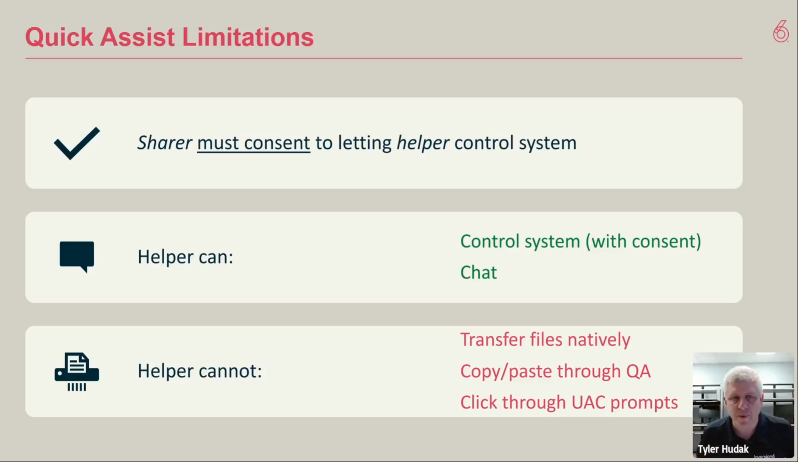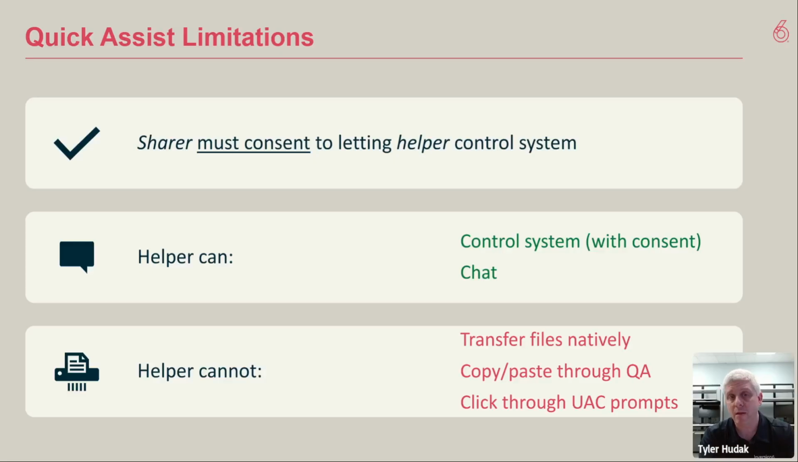There are some things that the helper cannot do. So first off, they cannot transfer files natively. In other words, I cannot drag and drop a file as the helper from my computer onto the sharer's computer. There's no way to do that. The helper can also not copy and paste through Quick Assist. So if I, let's say, have a really long PowerShell command line that I want to run, I can't copy that on my own system and then paste it into Quick Assist. You have no capabilities to do that.